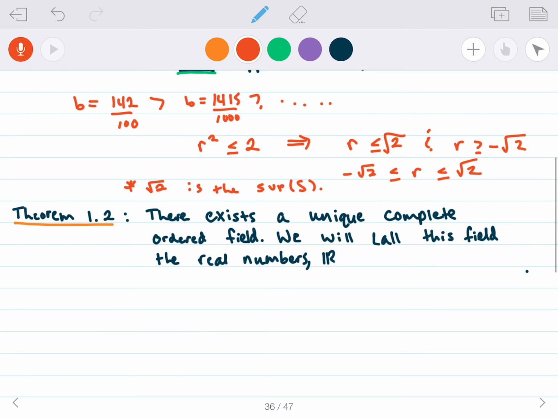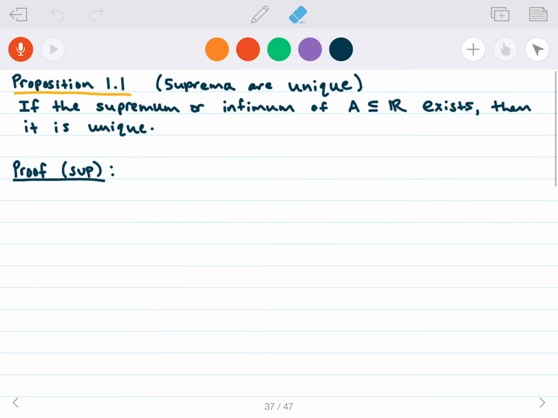All right, and so all of this is leading up to this theorem. There exists a unique complete ordered field, and we'll call this field the real numbers. So this is going to be the field where we're doing all of our analysis. Okay, so let's prove some properties about suprema and infima. The first one is that if the supremum or infimum exists, then it's unique. Okay, so let's do the proof for the supremum.